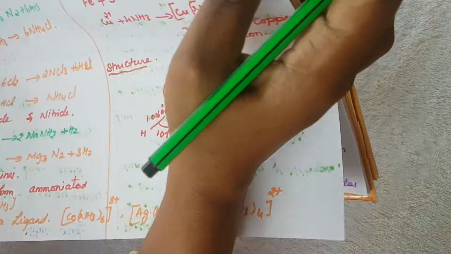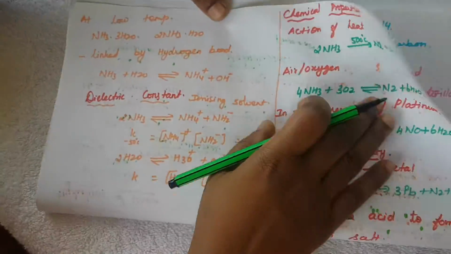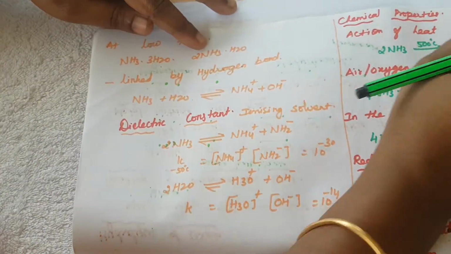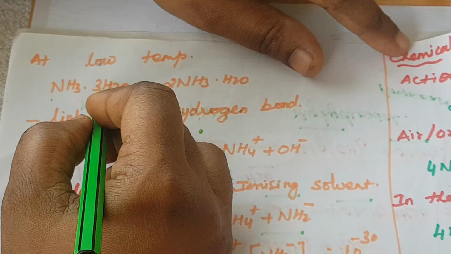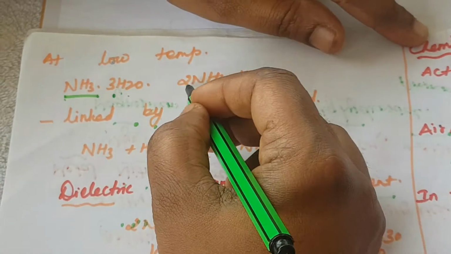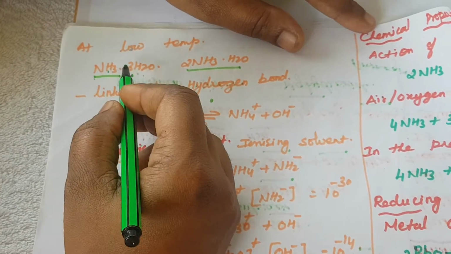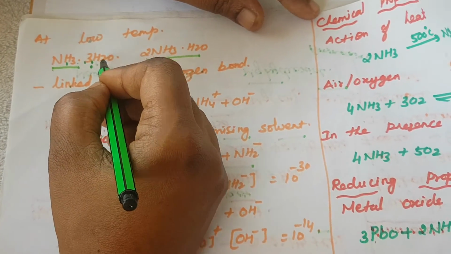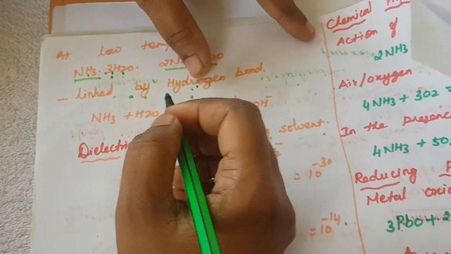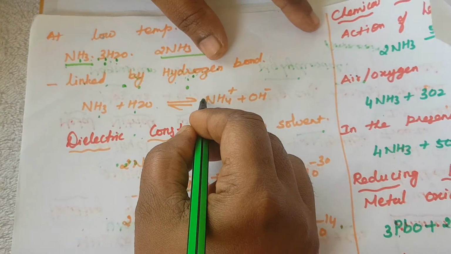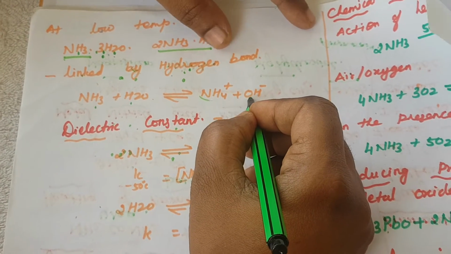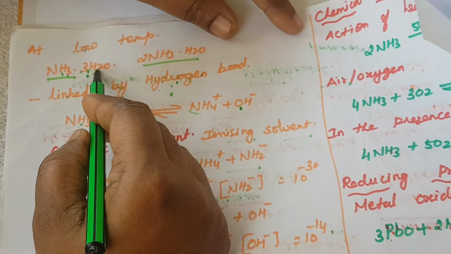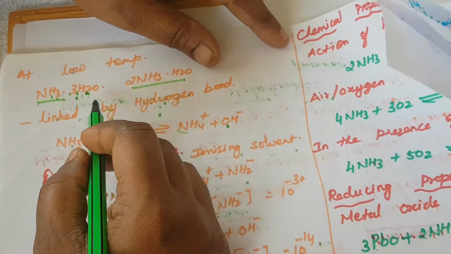Another property is that at low temperature ammonia is present in solvated form, NH3 with 3H2O. The ammonia and water molecules are linked by hydrogen bonds. In water, ammonia gives the ammonium ion and OH minus ion. So here the ammonia and water molecules are bonded with hydrogen bonds.